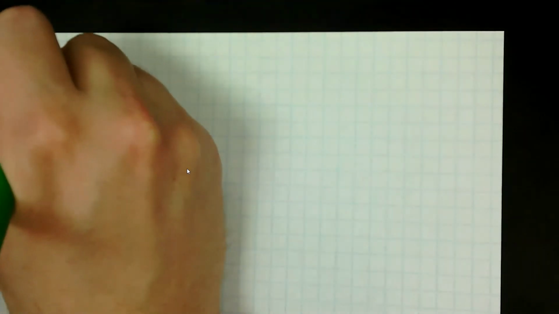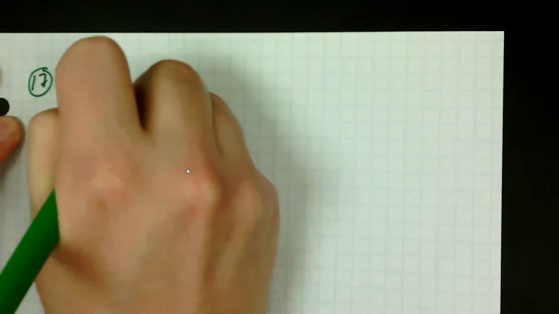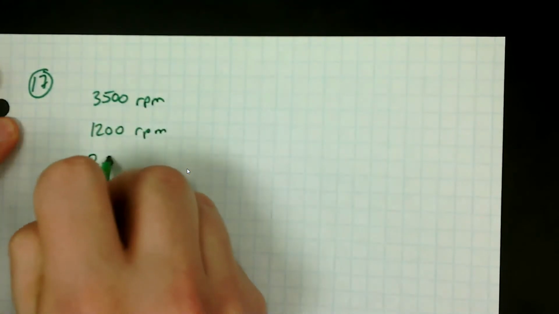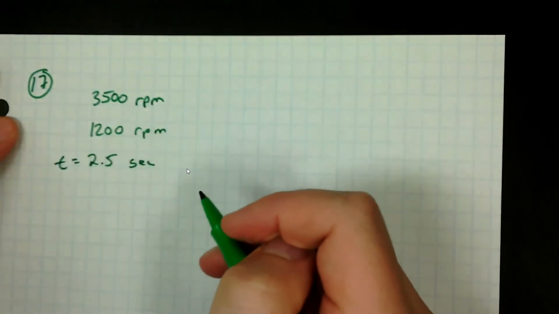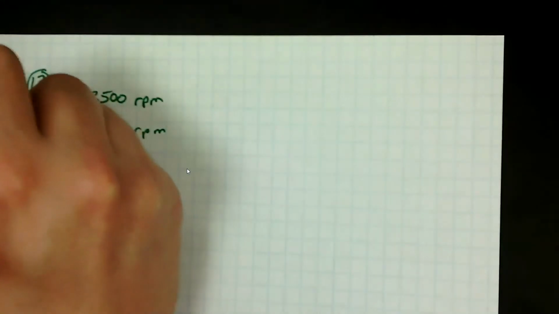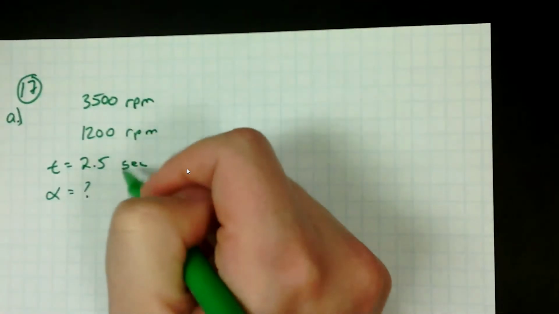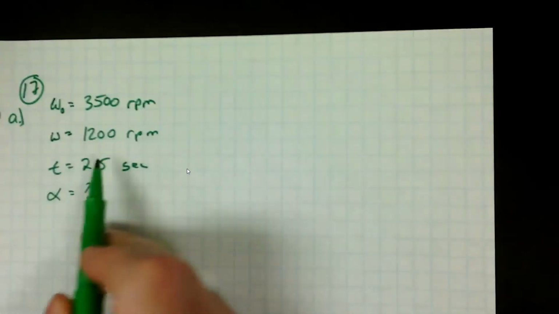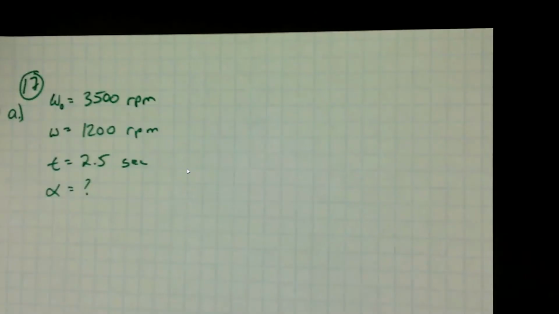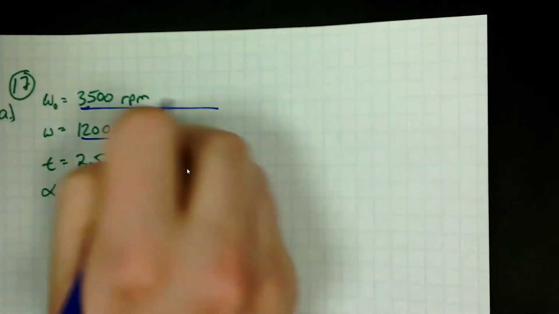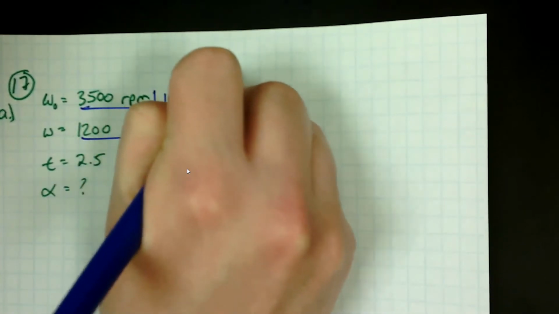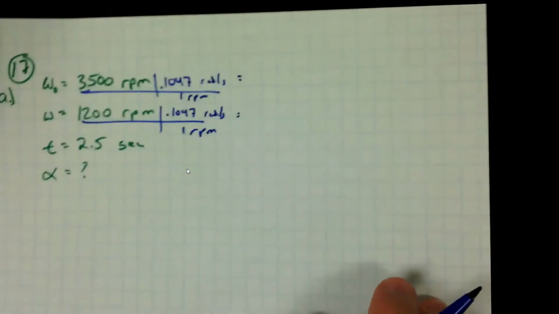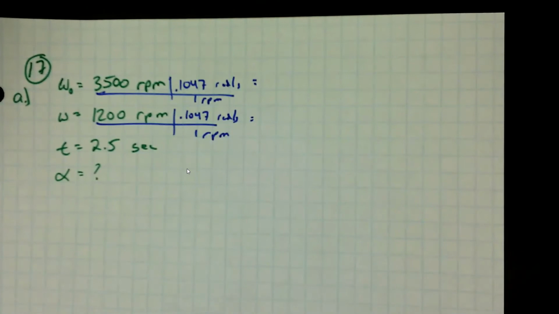An automobile engine slows down from 3,500 RPMs to 1,200 RPMs in 2.5 seconds. We're going to start by calculating angular acceleration in part A. So we're going to do this, and like we did before, we're going to have to use 0.1047 radians per second in 1 RPM. I'll leave that to you to do, but I think then you can use Old Faithful here, right?